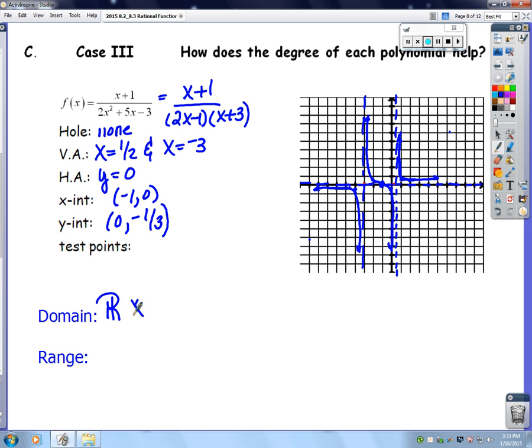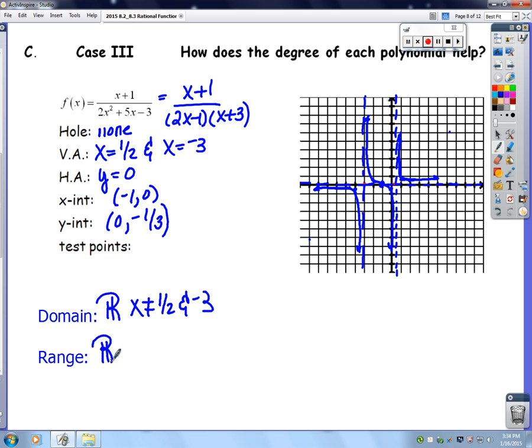All right, domain. It's all reals, but x cannot equal 1/2 and -3. And my range is all reals. Typically we have a restriction at the horizontal asymptote, but because of the nature of this particular graph, it does cross. Y can be 0 there, because of that middle piece, so it's just all reals. There's no restrictions on our range here. So like I said, you got to think about the different situations. Unfortunately, it's not one size fits all kind of math.